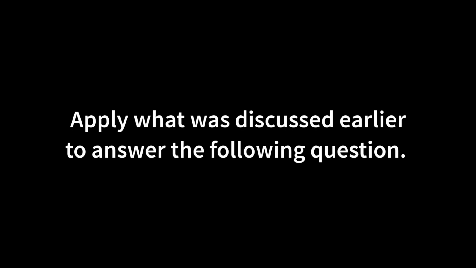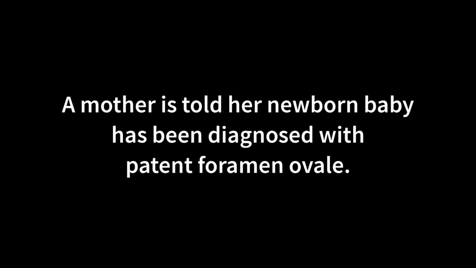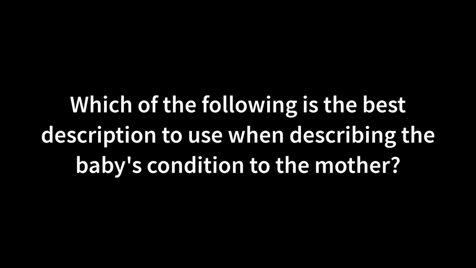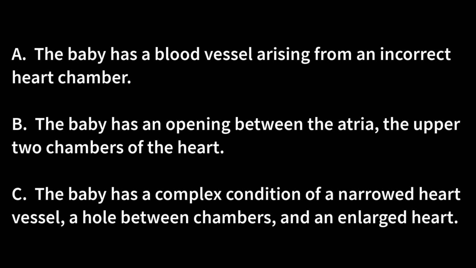Apply what was discussed earlier to answer the following question. A mother is told her newborn baby has been diagnosed with patent foramen ovale. She is confused because she is unfamiliar with this term and asks for an explanation. Which of the following is the best description to use when describing the baby's condition to the mother? A. The baby has a blood vessel arising from an incorrect heart chamber. B. The baby has an opening between the atria, the upper 2 chambers of the heart. C. The baby has a complex condition of a narrowed heart vessel, a hole between chambers, and an enlarged heart.